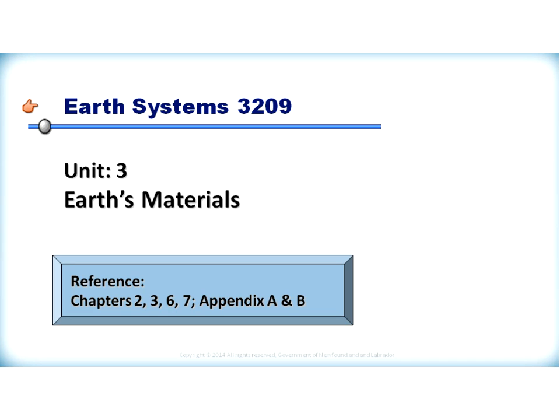Earth Systems 3209, Unit 3 Earth's Materials. Unit 3 references can be seen in the textbook in Chapters 2, 3, 6, 7, and also in Appendix A and B of the Curriculum Guide.